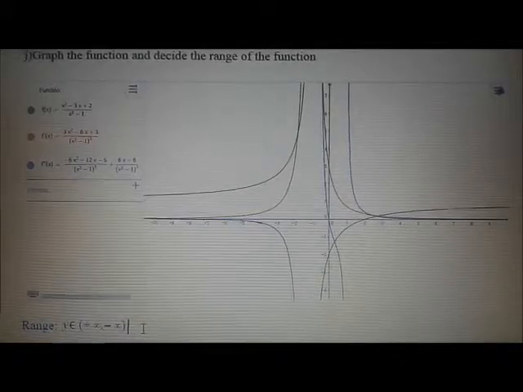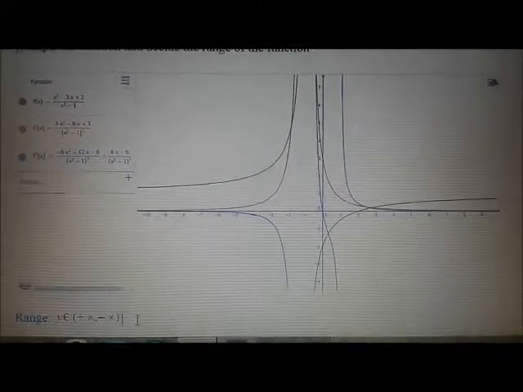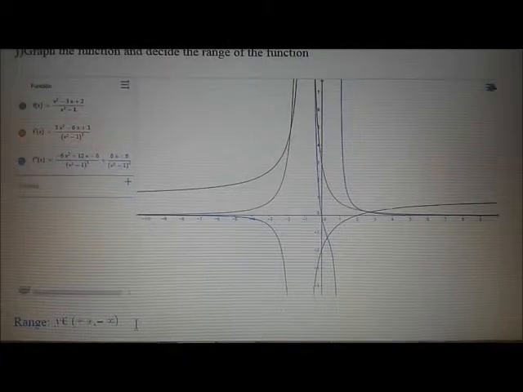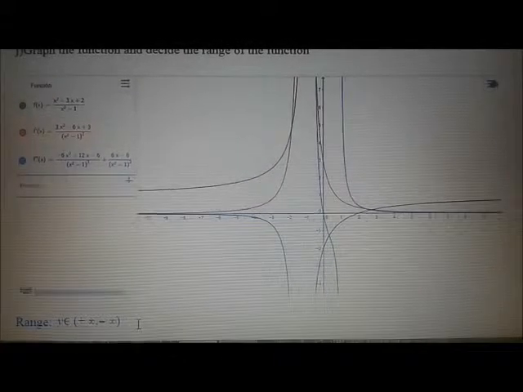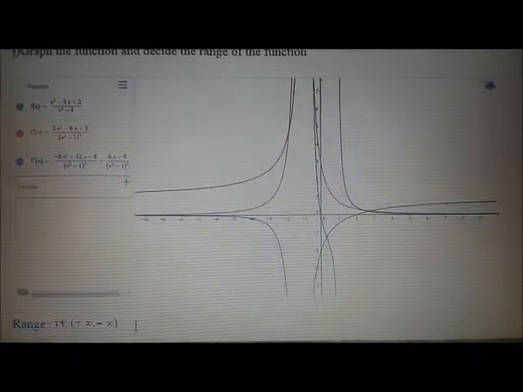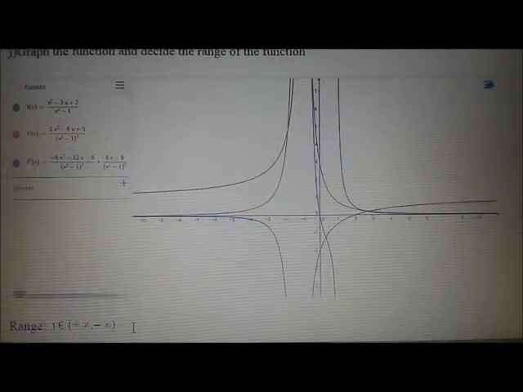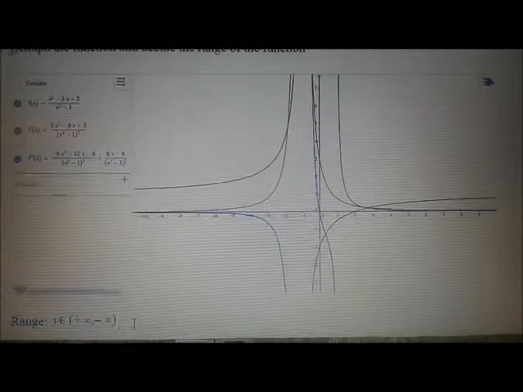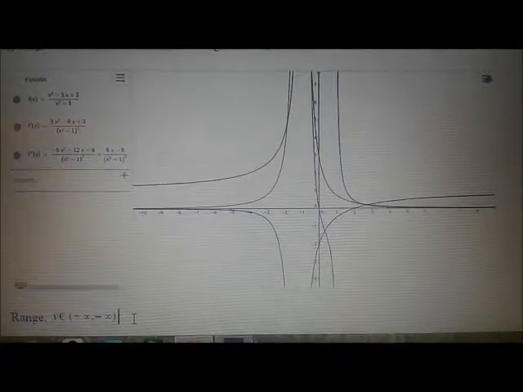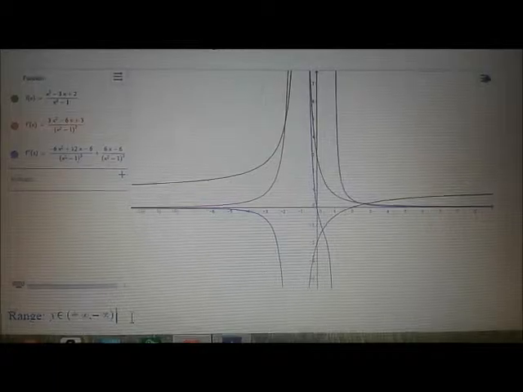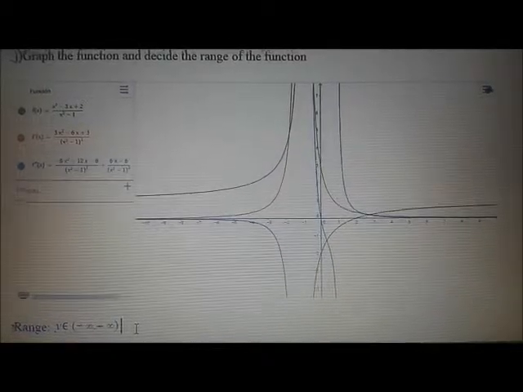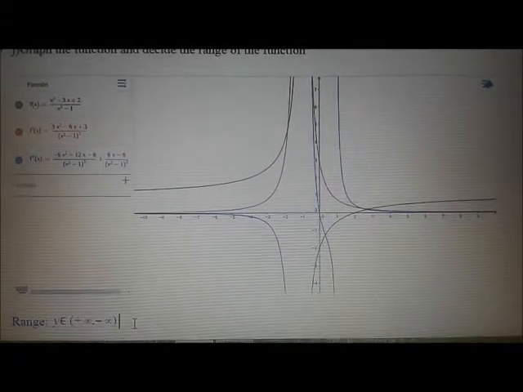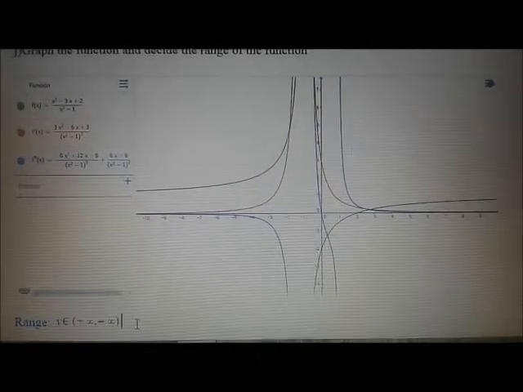Graph the function and decide the range of the function. So we have the three graphs: the function, the first derivative and the second derivative. Our function is in green, the first derivative is in red, and the second derivative is in purple. And the range of our function is all the real numbers, from minus infinity to infinity.